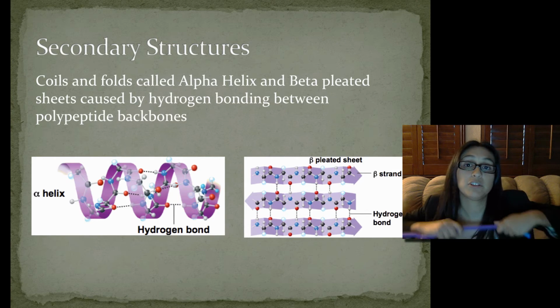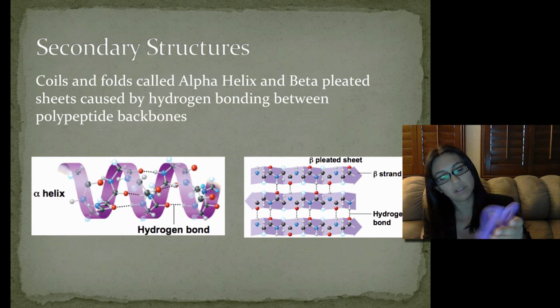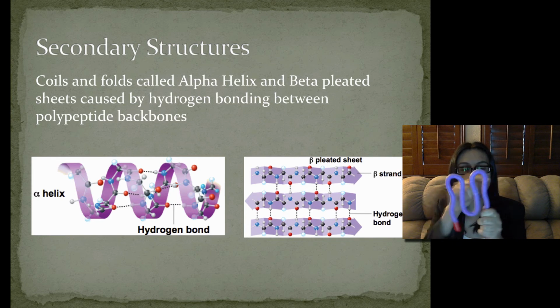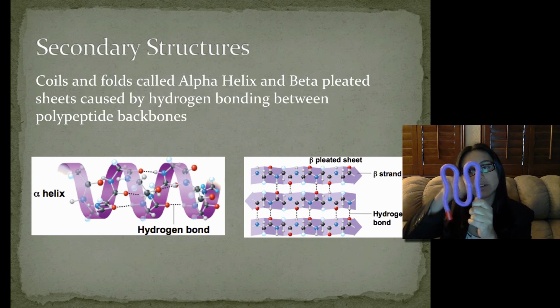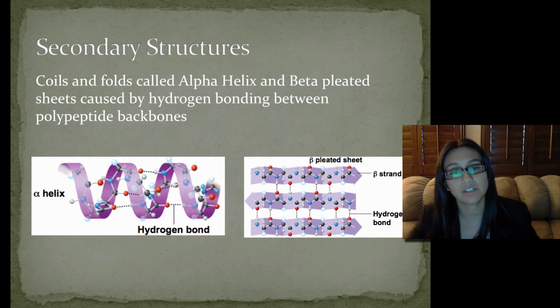And then there are beta sheets. Beta sheets are where nearby strands wind up interacting with each other, side by side, where you form hydrogen bonds in between here, okay? So you have alpha helices and beta sheets.